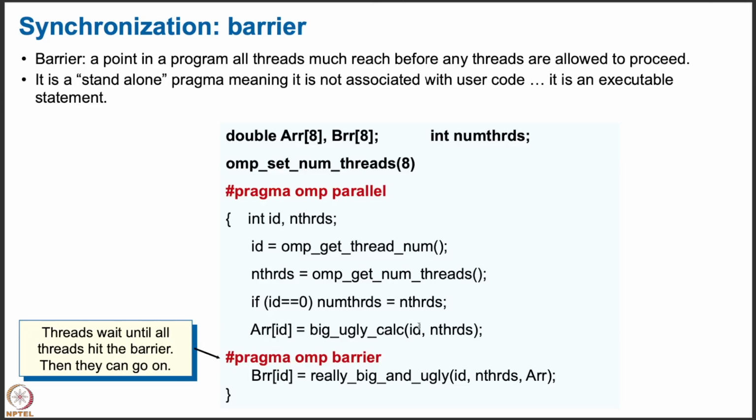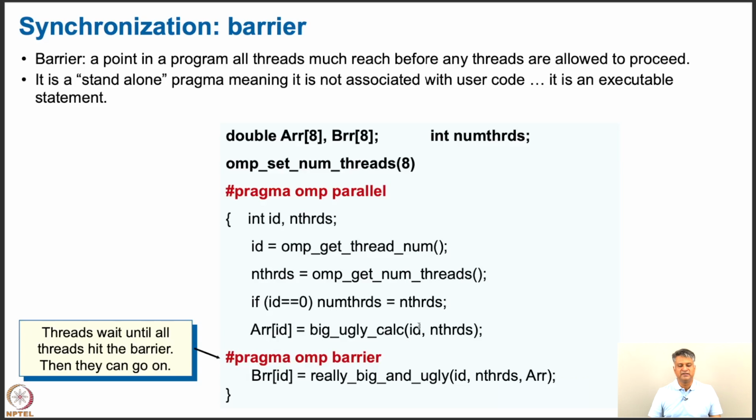The other way to do synchronization is to add something called a barrier. Barrier is an executable statement which executes in standalone mode. It does not do any programmatic operation. All it does is create a location where all the threads will come and synchronize.